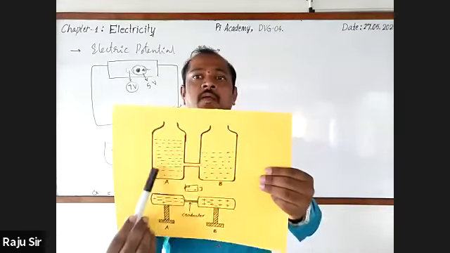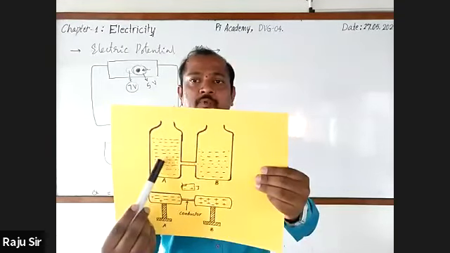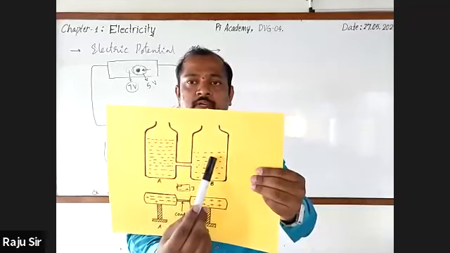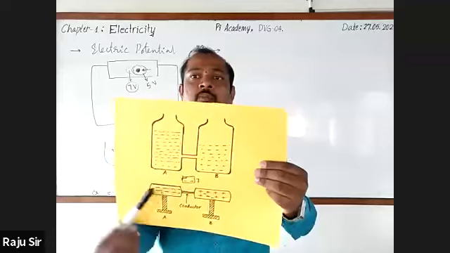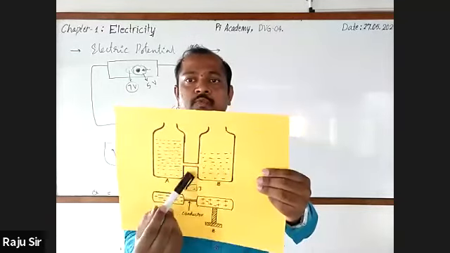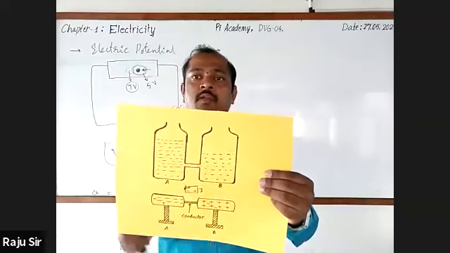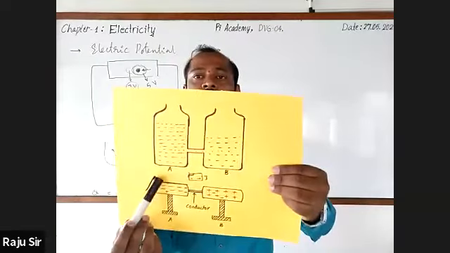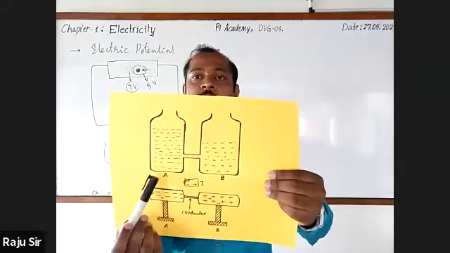Here, the level of water taken in A is more than that of the level of water taken in B. Now my question is, if you remove the clip here, does water flow or not? Flows, sir. Where to where? Does it flow from A to B or B to A? A to B, sir. The reason?